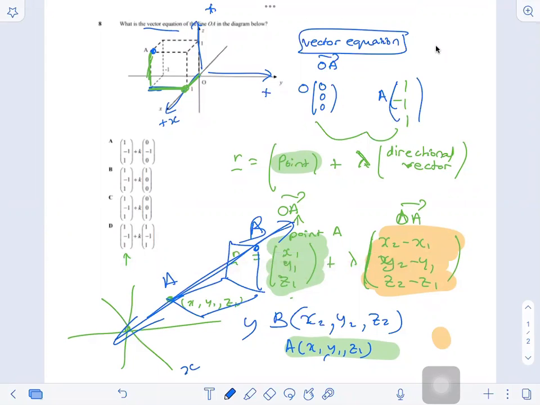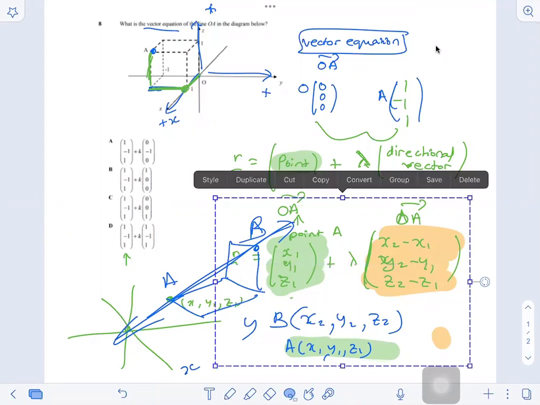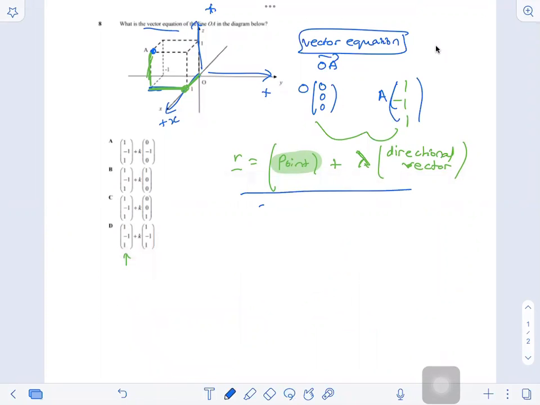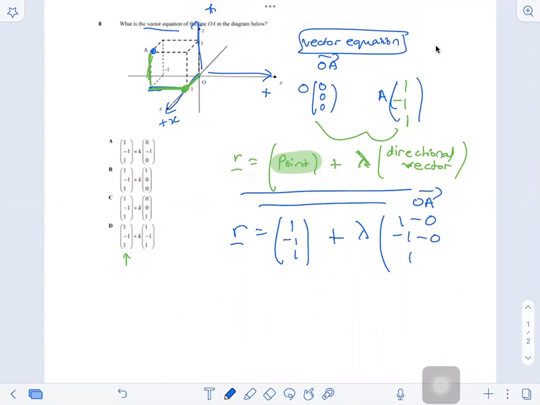So let's just apply all that to this here, and then maybe I'll give you another one of just finding the equation. Your point will be 1, minus 1, 1, because that's A. Your directional vector will be OA, so that will be 1 minus 0, minus 1 minus 0, and 1 minus 0. So it's 1, minus 1, 1, plus lambda times 1, minus 1, 1.